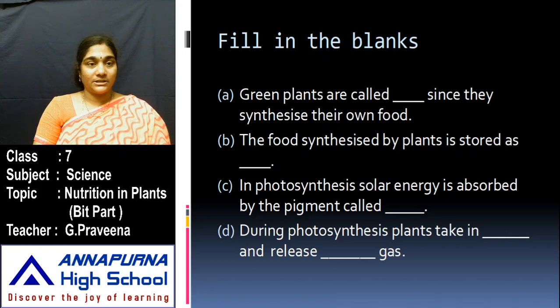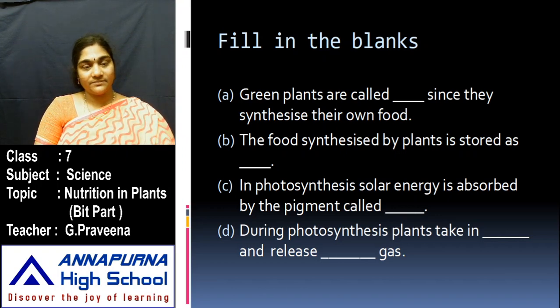So first bit is green plants are called dash since they synthesize their own food. So what are green plants called? As they prepare their own food, what are they called as? Then the next question, the food synthesized by plants is stored as. So as it takes in all the raw materials required for the preparation of food, and then the plant stores that food in some form. So what is that form called as?